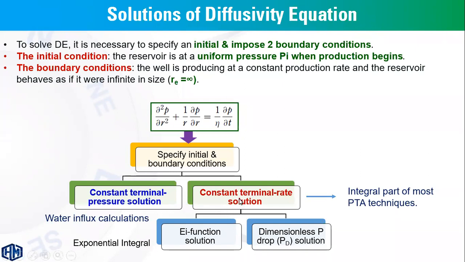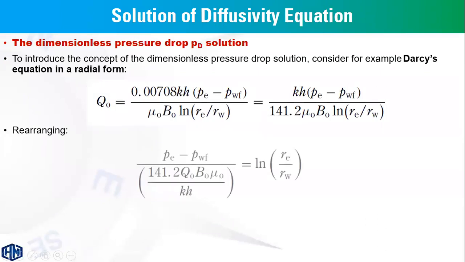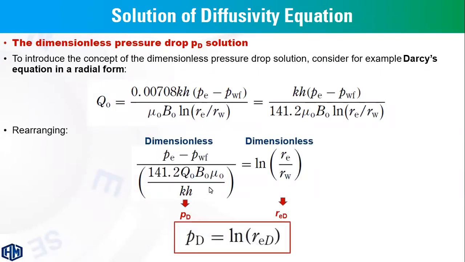We have two different solutions for this scenario: the EI exponential integral solution and the dimensionless pressure drop solution. For the dimensionless pressure drop solution, as you can see, this is the Darcy equation in the radial flow form. We can easily rearrange this equation in this form. Therefore, we can get any equivalent dimensionless variable by just rearrangement of the flow equations like this. By just rearranging, we have this PD, dimensionless pressure, as a function of dimensionless external drainage radius.